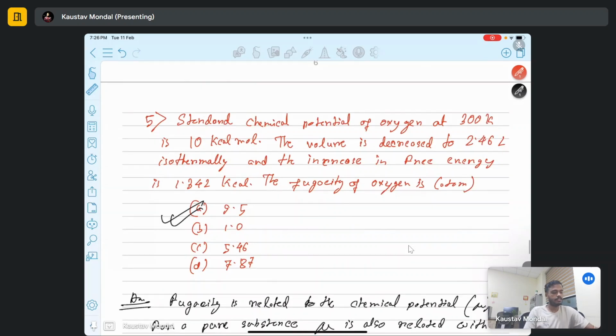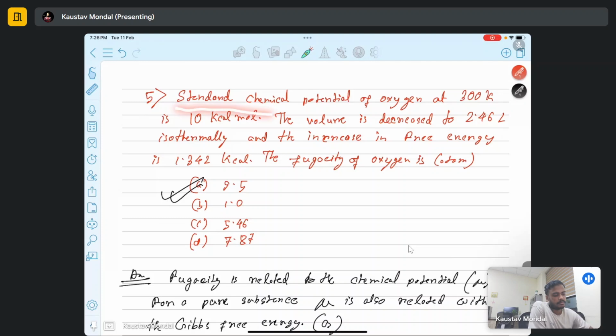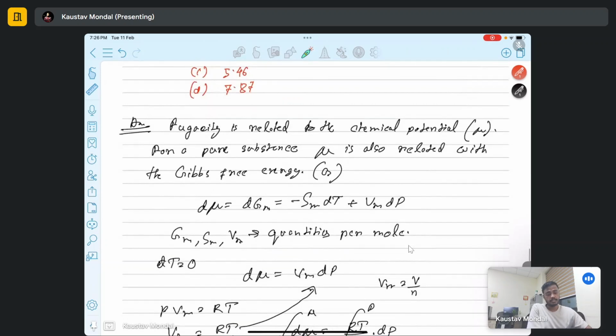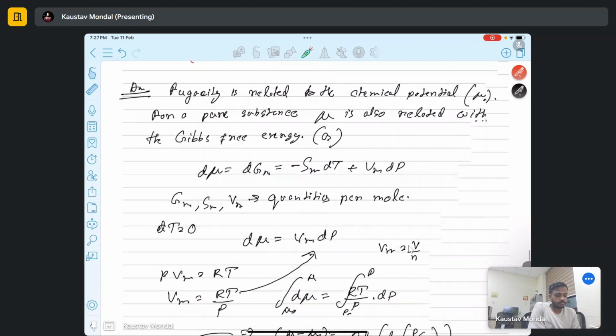So let me briefly discuss once again what I have done. The problem mentions the standard chemical potential of oxygen at 300 Kelvin is given. The volume decreased to 2.46 liter isothermally, and the increase in free energy is given. Fugacity we have to calculate. The first thing is there is a change in free energy. Fugacity is related with the change in chemical potential, and chemical potential is also related with the change in free energy. So the change in free energy will also be related with the fugacity, right? So how to do that?